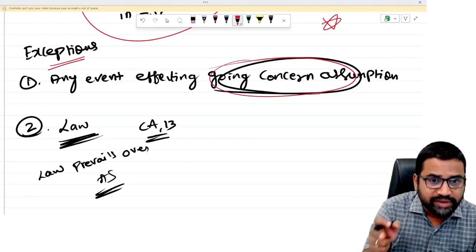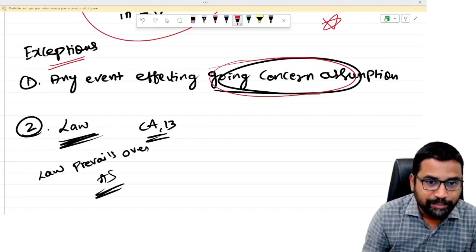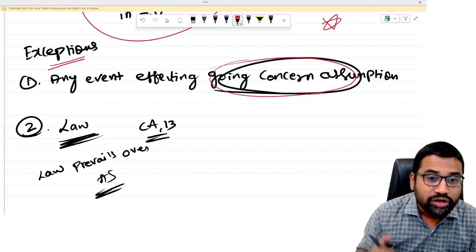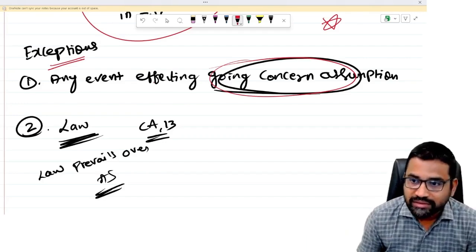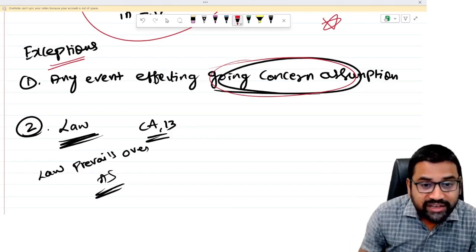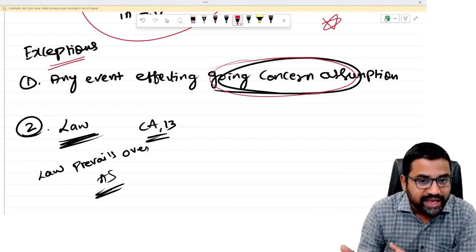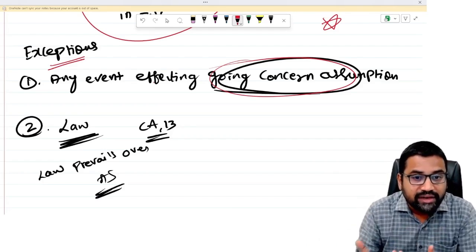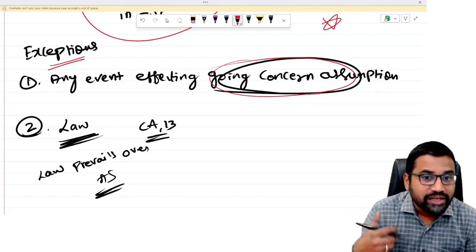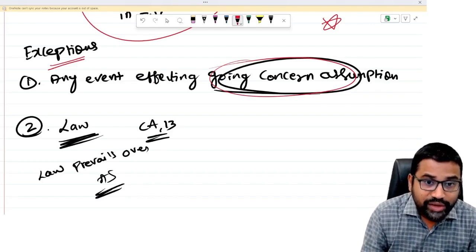Suppose, for example, a subsequent event happened which is affecting our going concern assumption. For example, a fire happened. The magnitude of the fire is so huge that it is beyond our reach to recover from it. That means the company's going concern assumption is affected. Na? For example, after 31st March, before approval of the financial statements, a fire happened in the premises. Because of the fire there is a huge loss, beyond our reach, and we can't recover from it. In such a situation, definitely our going concern is affected.